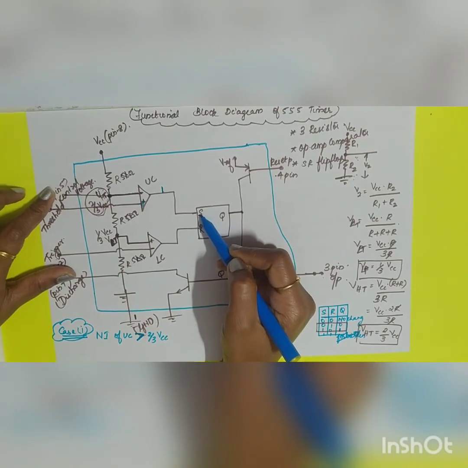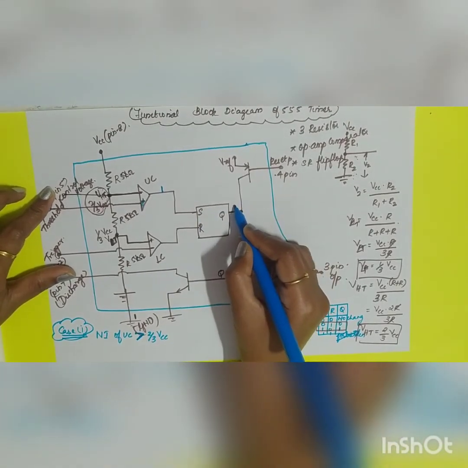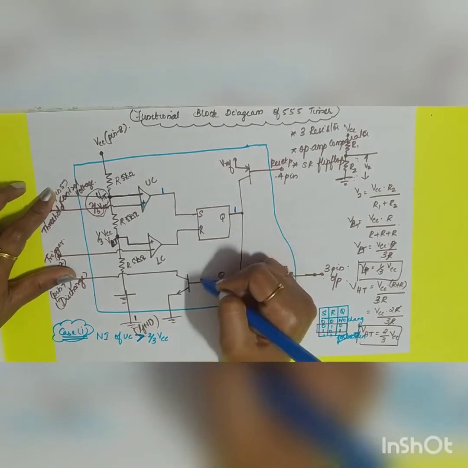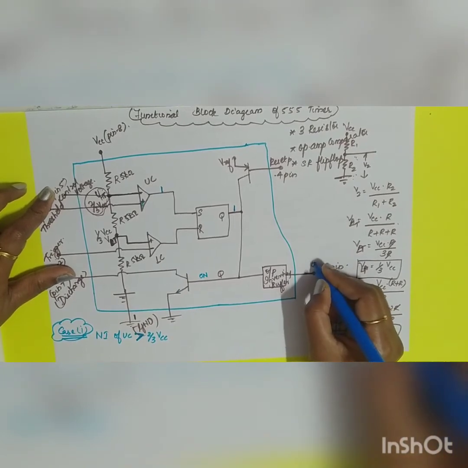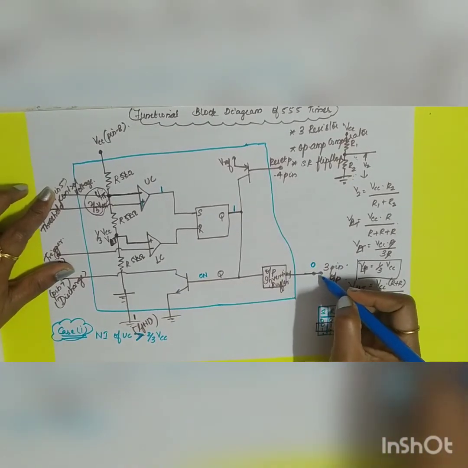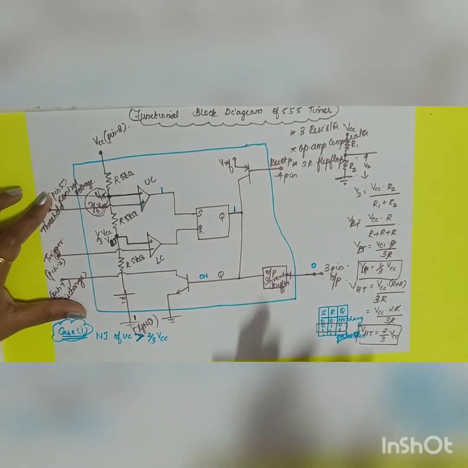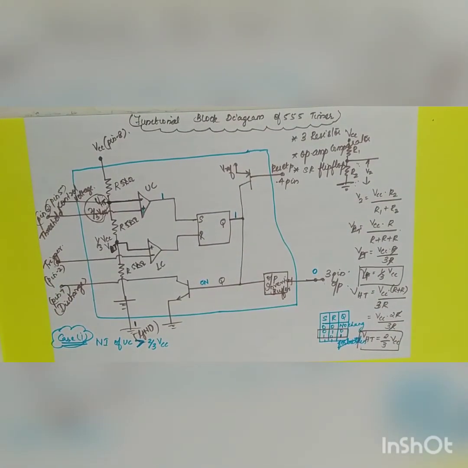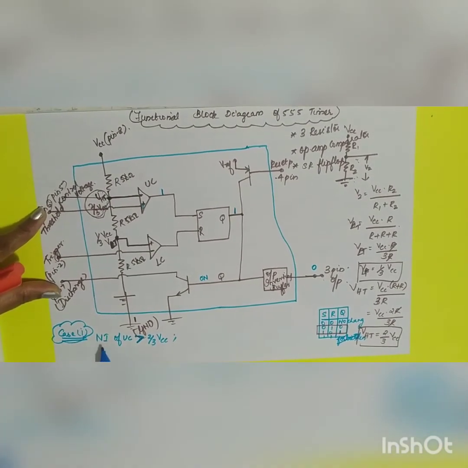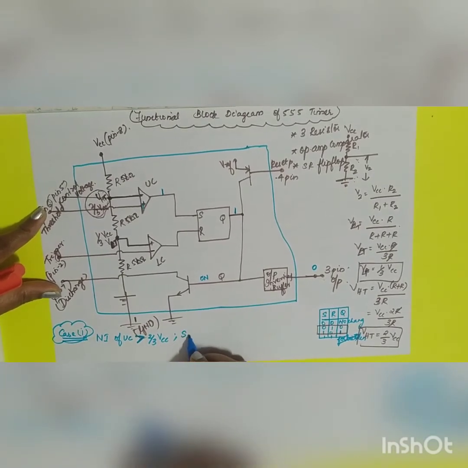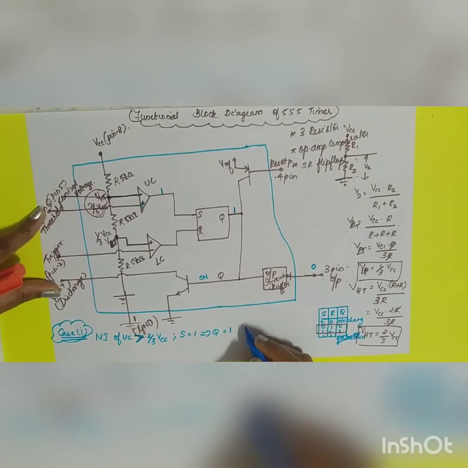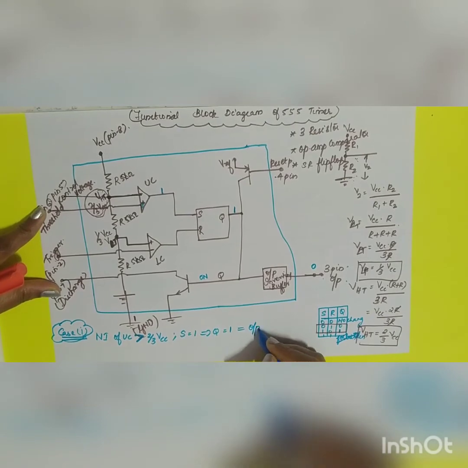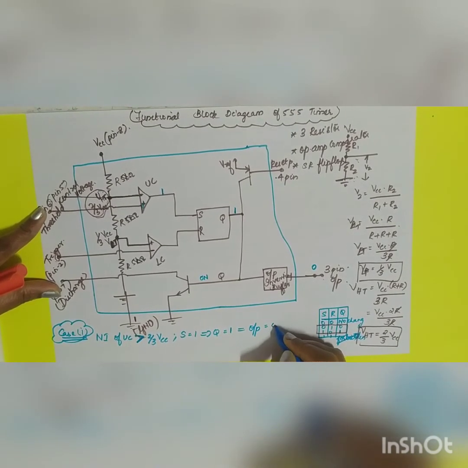Now S will be equal to 1. When S is equal to 1, Q will be equal to 1. When Q is equal to 1, the transistor will be on. Similarly, your overall output will be 0. If Q is 1, the output is going to be 0. So this is your first condition. Let me write it here. Case 1: if the non-inverting terminal of the upper comparator is greater than 2/3 VCC, S will be equal to 1, which implies Q will be equal to 1. Set is 1 means Q will be equal to 1, so your overall output at the third pin will be equal to 0.